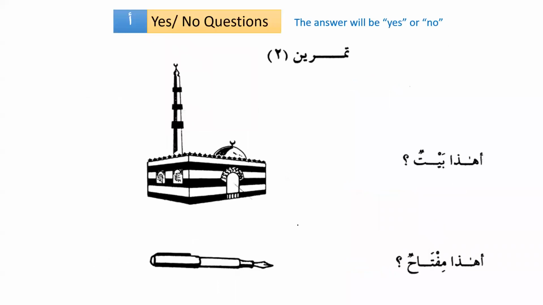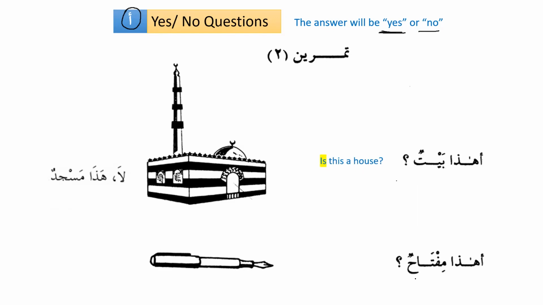Excellent. Now we have exercise and we are going to ask questions using yes no questions. Why do we have yes no questions? Because we have Hamzatul Istifham. So the answer will be yes or no. So I have given you all the information, inshallah, so that you don't forget. So ahādhā baytun? Is this a house? La, hādhā masjidun. No, this is a masjid.